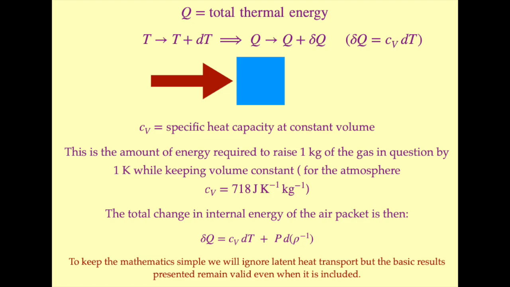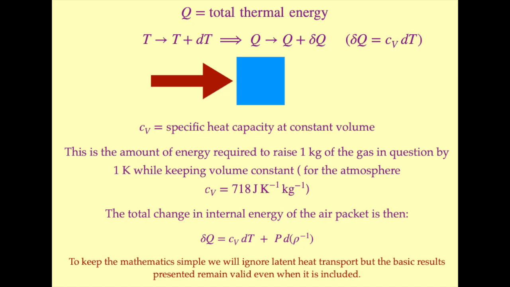We now consider a gas packet of fixed volume. If the temperature of this gas packet is altered by an amount dT, then the amount of energy per unit mass required to affect this change in temperature is simply the product of dT and the specific heat capacity at constant volume of the gas. The specific heat capacity at constant volume is simply the amount of energy required to raise 1 kilogram of the gas in question by 1 degree Kelvin. This quantity can be obtained from direct observational experience.